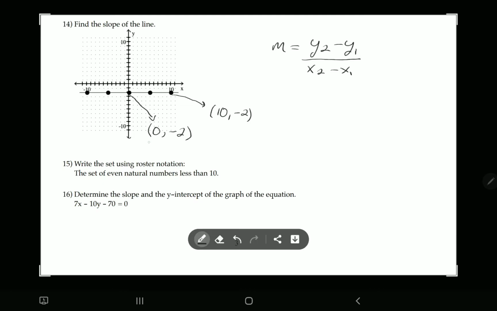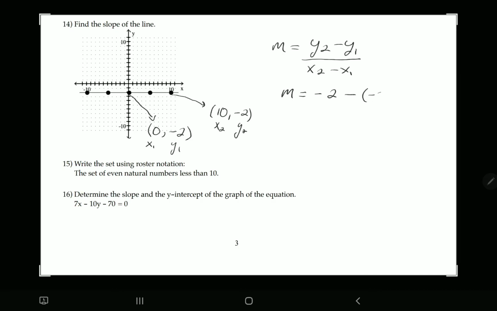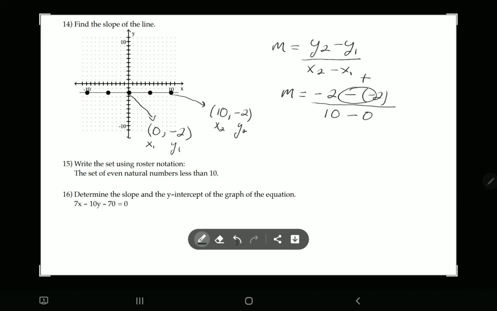Let's plug that in. But first, let's label our coordinates: x1, y1, x2, y2. M equals y2, which is -2, minus y1, which is also -2, so -2 minus -2, divided by x2, which is 10, minus x1, which is 0. Remember, when you have two negatives next to each other, that becomes a positive. So now we have -2 plus 2.